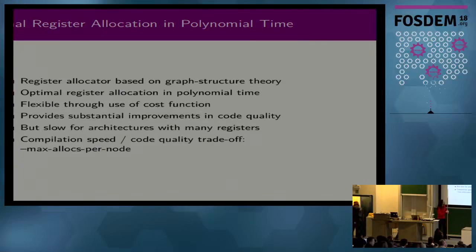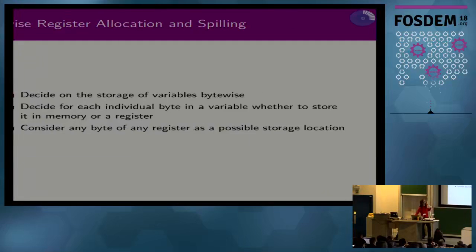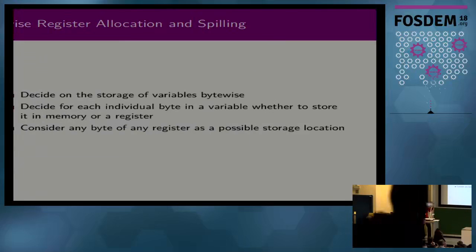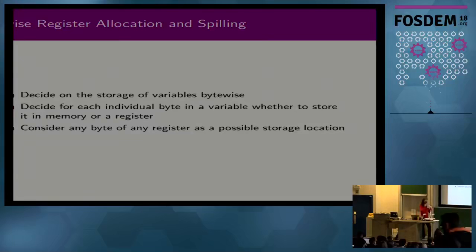And this is not a fast register allocator, it's actually quite slow, but it gives us good optimization for these small architectures. You can control the compilation speed versus code quality trade-off, so long compilation time for small binaries, or the other way around. For the STM8, you can actually do register allocation byte-wise. That means if you have a 32-bit variable, it might be that 16 bits of that variable are in a 16-bit register, another 8 bits have been spilled on the stack, and some other 8 bits have been allocated to the 8-bit register.